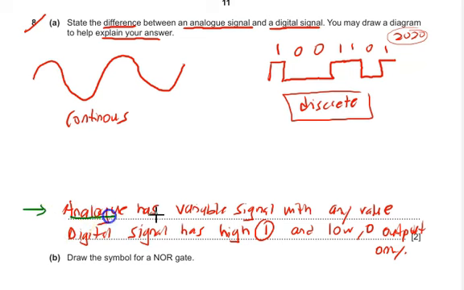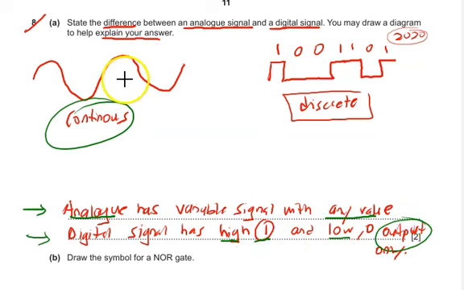So analog has a variable signal with any value, so it's continuous. And a digital signal has only two outputs: high, which is 1, and low, which is 0. All right, so this is for number 8a.